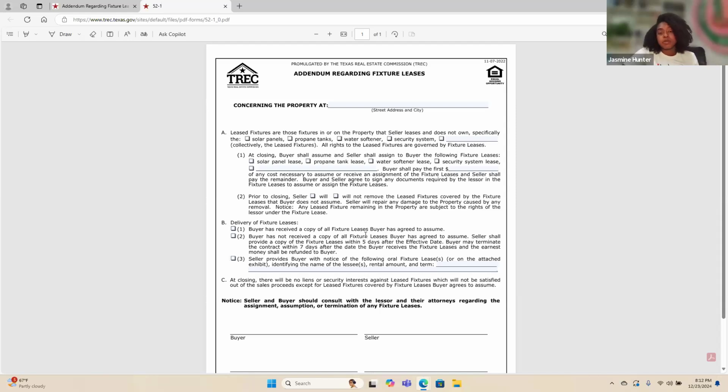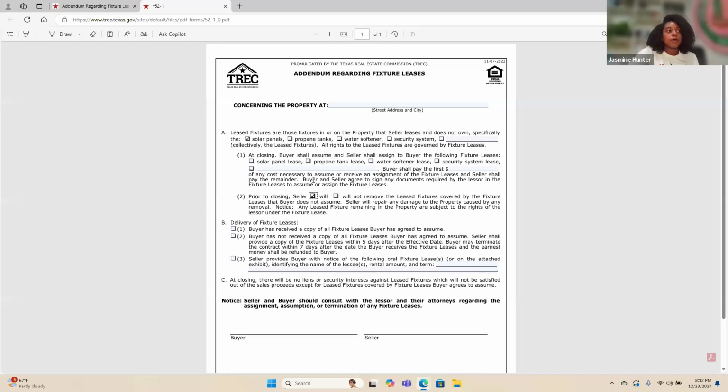So if I want the solar panels, but I don't want to pay for them, then on A, we would hit solar panels. At closing, the seller shall assign to buyer to pay the solar panels off would not be the answer, because we don't want that. We want the seller to take care of these solar panel things, and we want the seller to leave them on the property. Okay. And then right here, just a delivery of all the information.